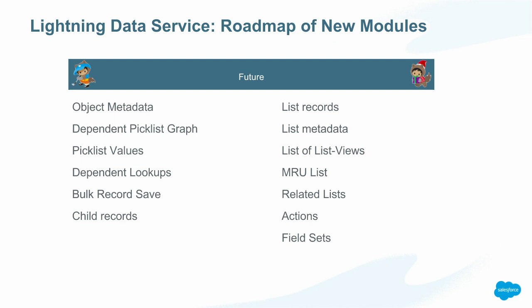But these are some of the things that we intend to also expose in Lightning Data Service, such as giving you direct access to object metadata in case you want to write a component that wants to inspect that information. We're going to provide pick list values and dependent lookups and all the things you see up here, as well as lists so that you can work with multiple records.